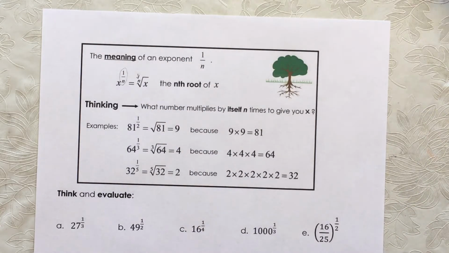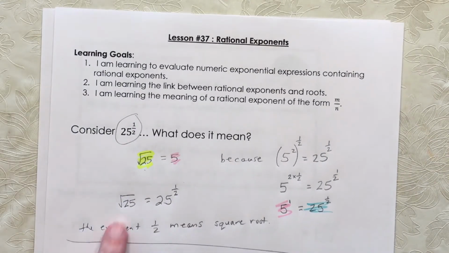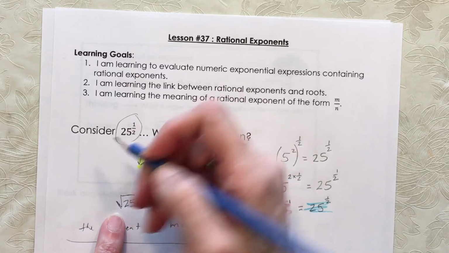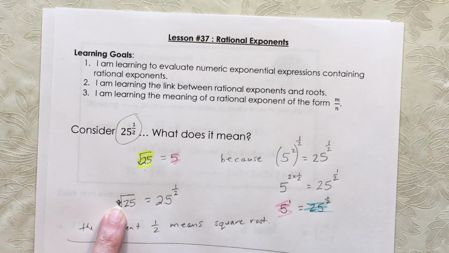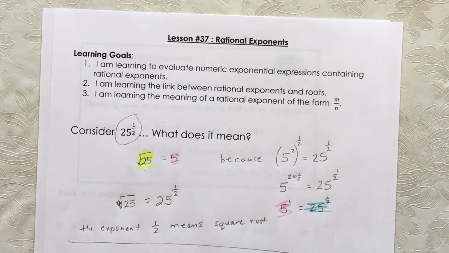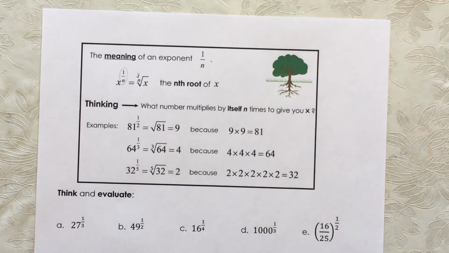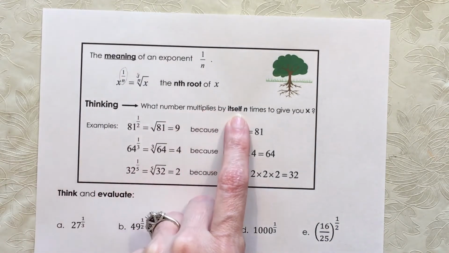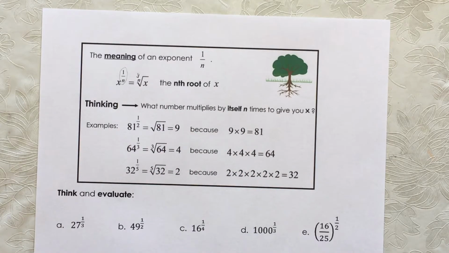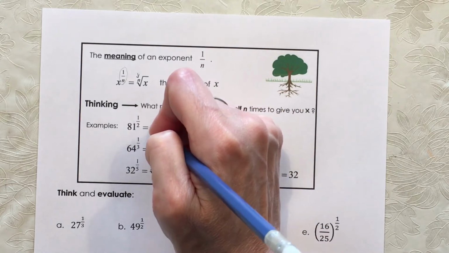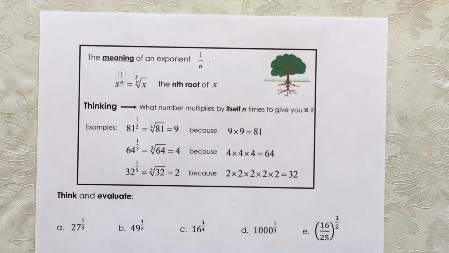If we look back here, the square root doesn't have a little number in it, because we use it so often we don't write that little 2 in. But it really means what number multiplies by itself twice to give you 25. And it's 5. 5 times 5 is 25. That's the number that multiplies by itself twice to give you 25. So the thinking is, what number multiplies by itself n times to give you x, the number under the radical sign? Okay, so examples. 81 to the 1/2 means the square root of 81. That little 2 we don't need to write in because square root is the most common one.